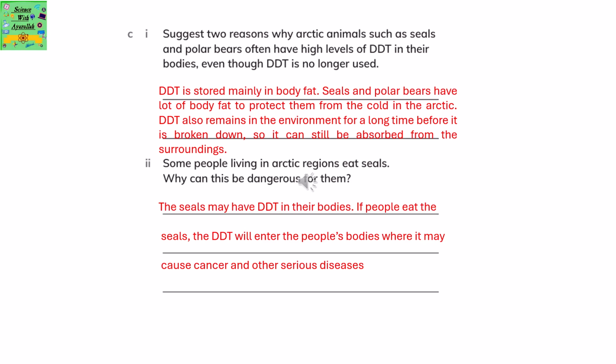Why can this be dangerous for them? The seals may have DDT in their bodies. If people eat the seals, the DDT will enter the humans' bodies where it may cause cancer and other serious diseases.